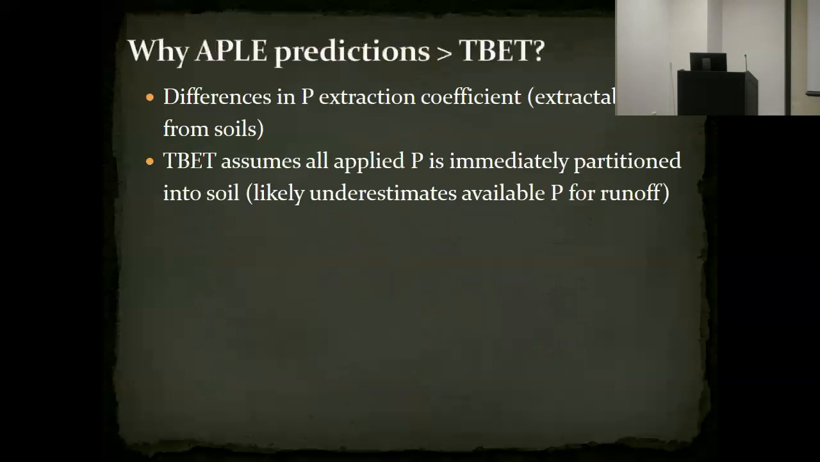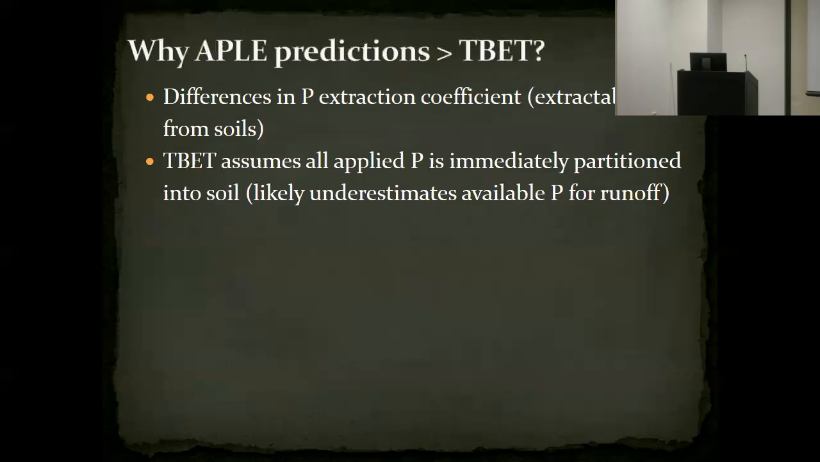So we know that in both models, one of the phosphorus loss pathways is what's coming off the soil. So you have some soil test P value, you have an extraction coefficient in the runoff. We're using the same runoff value, we're using the same soil test P value, but the extraction coefficients are a little different, but not enough to explain the differences we observed.